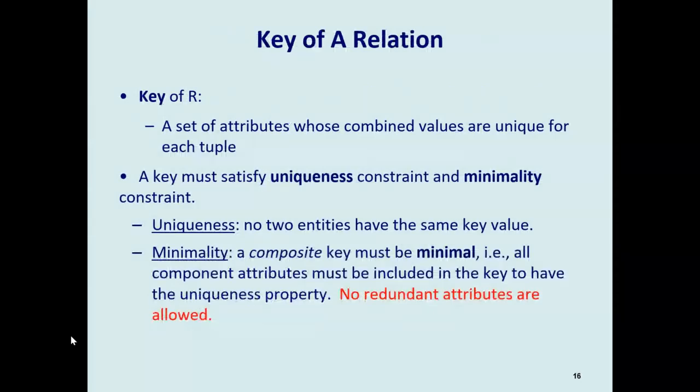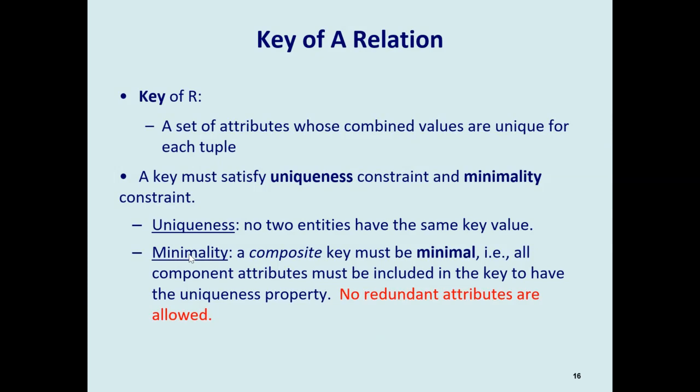So what is a key? A key of a relation can be a single attribute or a set of attributes whose combined values are unique for every record in that table. So in this case, we know that a key is defined on the table. The attributes of a key come from the same relation. A key must satisfy the uniqueness constraint and the minimality constraint. By uniqueness, we mean that no two tuples in the same table have the same key value. Okay, so a key must be unique for every tuple or every record in the table.